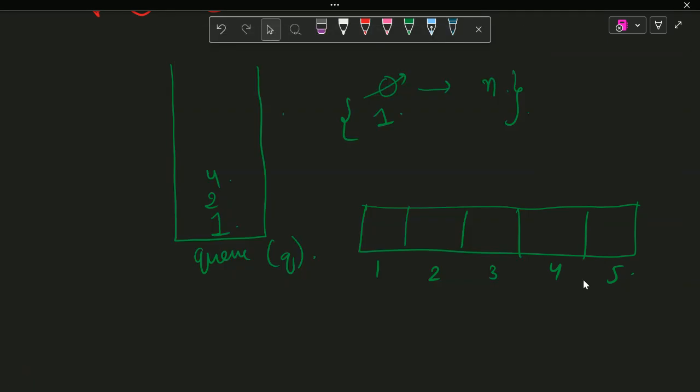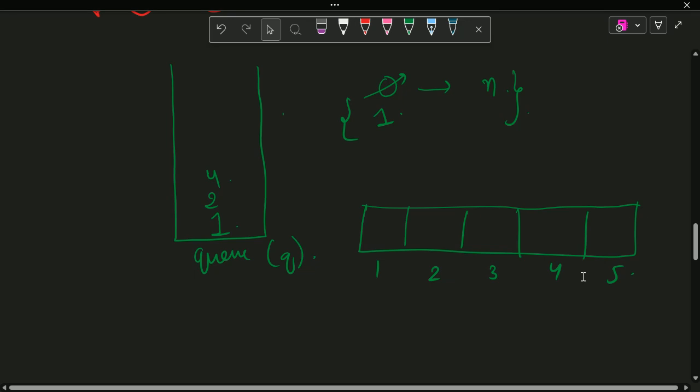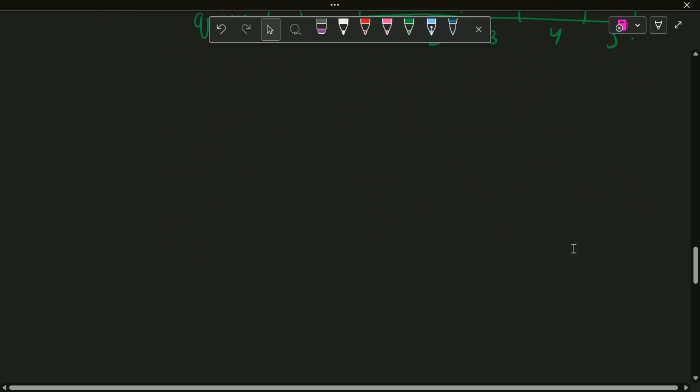My charging is down. Let me plug in my charger. So it is clear.